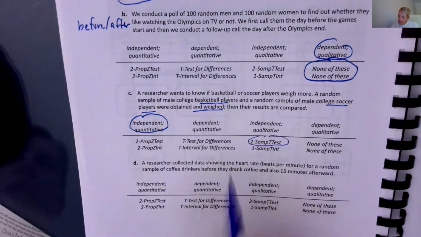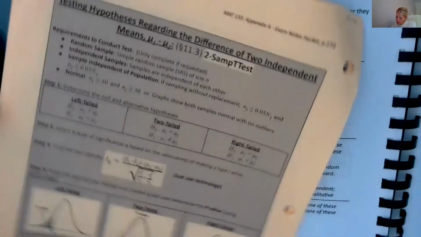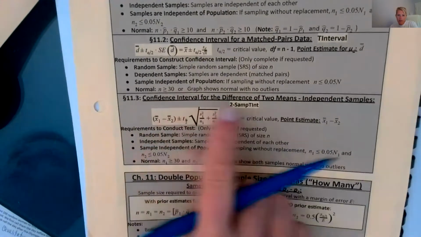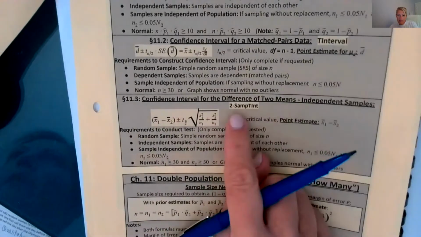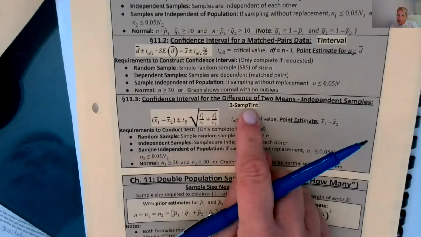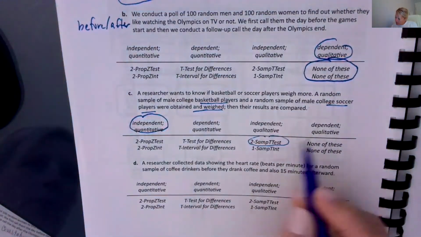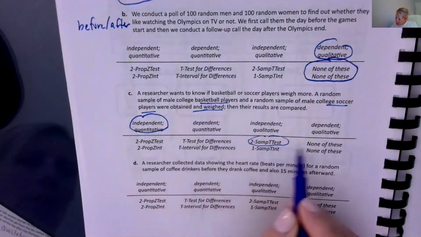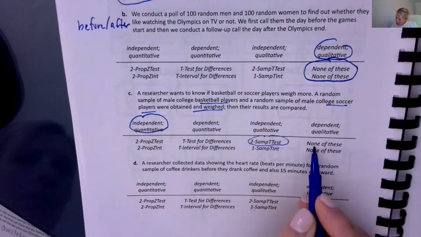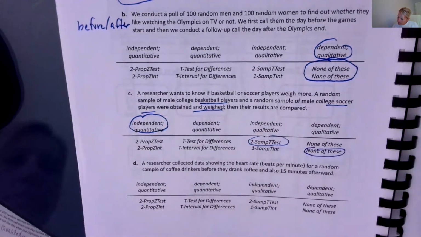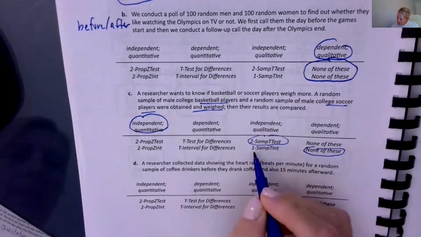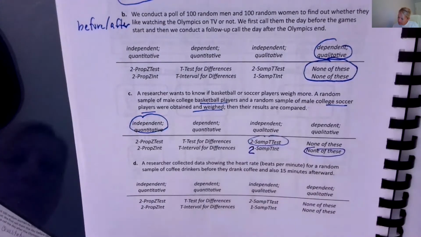Okay. And then we're going to go to our interval and ask what we would use for the intervals. So that's 11.3, confidence interval for the difference of 2 means, independent samples. We're going to use the 2 samp t interval if we were doing a confidence interval. So 2 samp t interval. And we don't have a 2 samp t interval. So none of these. So we would need to use a 2 samp. Okay.